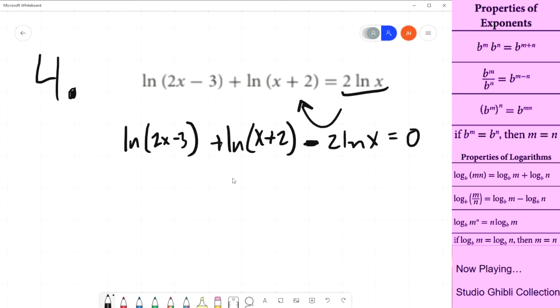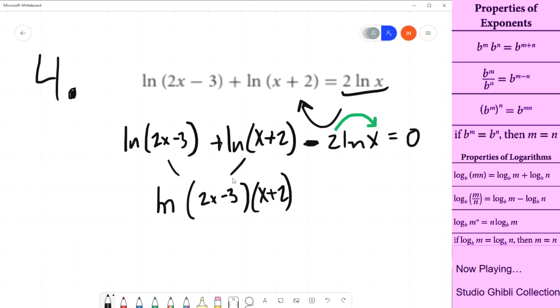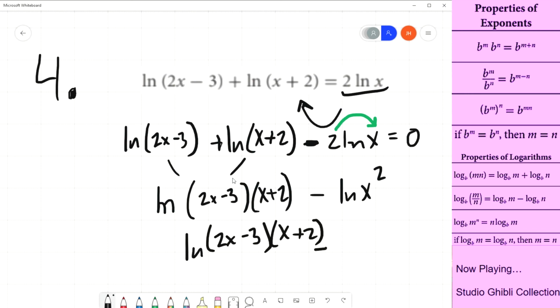Now I can work to combine these guys. I know that if I have a 2 times the ln, it makes ln of x squared, right? And then I also know that these two natural logs, if I have two logs adding, the insides will multiply. So I get the natural log of 2x minus 3 times x plus 2, minus the natural log of x squared. Well, what happens when I subtract logs? Their insides divide. So I get the ln of 2x minus 3 times x plus 2, all over x squared equals 0.